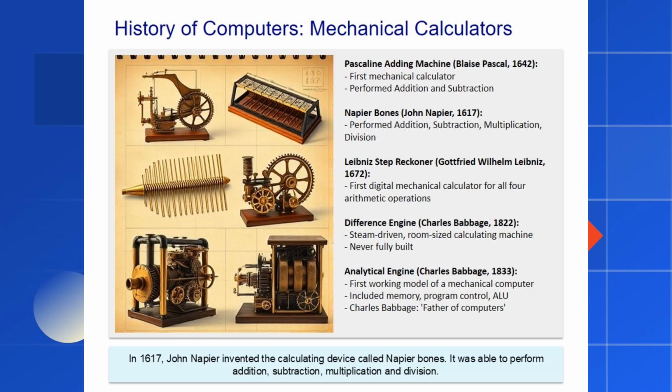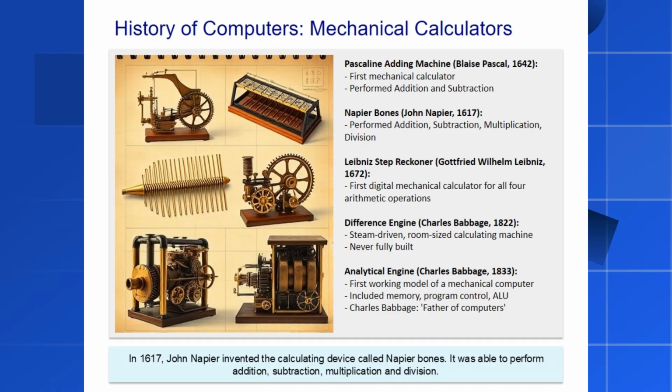Moving forward in history, brilliant mathematicians started inventing mechanical calculators. In 1642, a mathematician named Blaise Pascal invented the Pascaline adding machine when he was only 19. It's considered the first mechanical calculator and could do addition and subtraction. Before that, in 1617, John Napier invented Napier bones, a device that could perform addition, subtraction, multiplication, and division. Then, in 1672, Gottfried Wilhelm Leibniz expanded on Pascal's ideas and invented the step reckoner, which was the first calculator able to perform all four basic arithmetic operations.